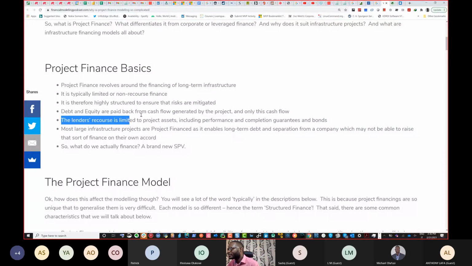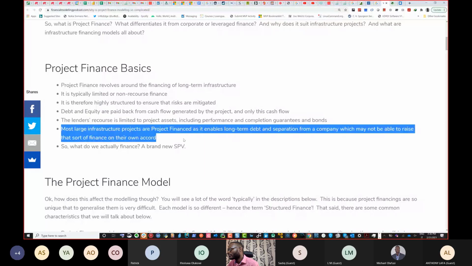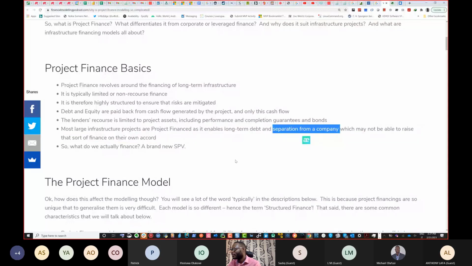So the debt recourse is limited in project finance. I've mentioned this, right? Most large infrastructure projects are always financed as project finance because of the off-balance sheet funding. So it's separation of the company from the project, so that nothing happens to the project that jeopardizes the existence of the company. Okay, and then long-term debt anyway, because they are long-term infrastructure projects.